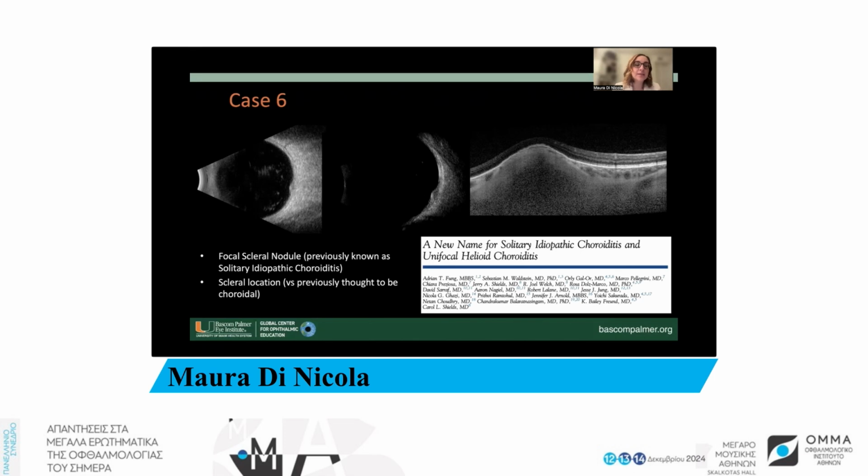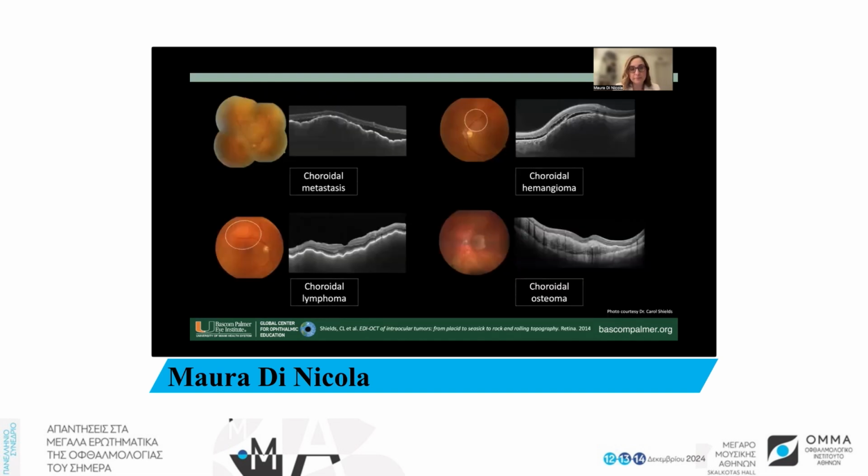Here, this is typical for the presence of a focal scleral nodule. So this patient was actually diagnosed with focal scleral nodule, which was previously known as a solitary idiopathic choroiditis. So again, with imaging alone, we are able to differentiate between what was thought to be a malignant neoplastic lesion versus a non-malignant lesion. This was previously thought to be choroidal, but again, the use of EDI-OCT shed light on its real nature and its real location. So this is, in fact, a lesion that is located in the sclera.